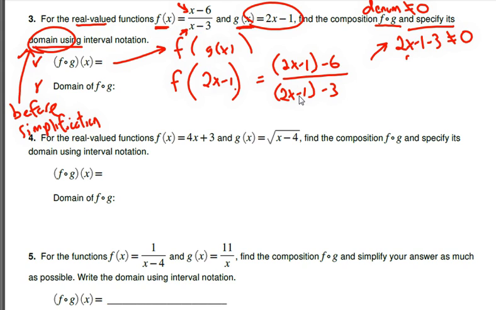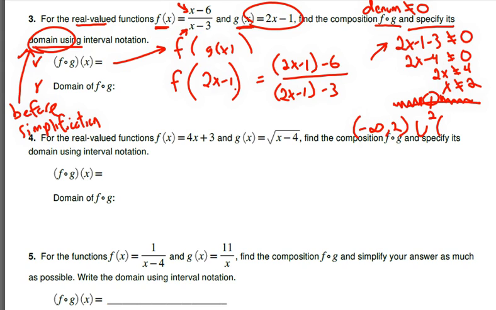So that's 2x minus 1 minus 3 cannot equal 0. So 2x minus 4 cannot equal 0. 2x cannot equal 4. Ergo, x cannot equal 2. If I think about what that means on a number line, it means I've got 2 right here with an open circle, and everything to the left and everything to the right is allowed.